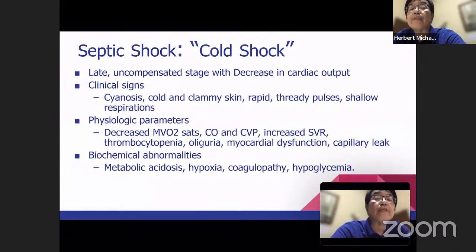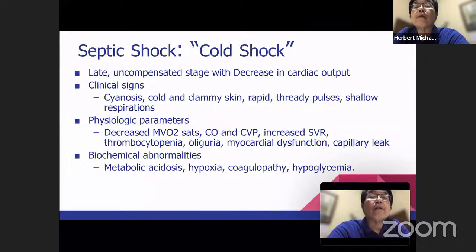So on CBC, you may find thrombocytopenia because you now have low-grade DIC. You would have oliguria, myocardial dysfunction, and of course, capillary leak. Laboratory-wise, you would have metabolic acidosis either by venous blood gas or arterial blood gas. You would have hypoxemia through the arterial blood gas or the pulse oximetry. Then you would have coagulopathy as exemplified by the abnormal PT-PTT, and of course, the bleeding time, clotting time, clot reaction time. And don't forget to check your patients because they could also be hypoglycemic.